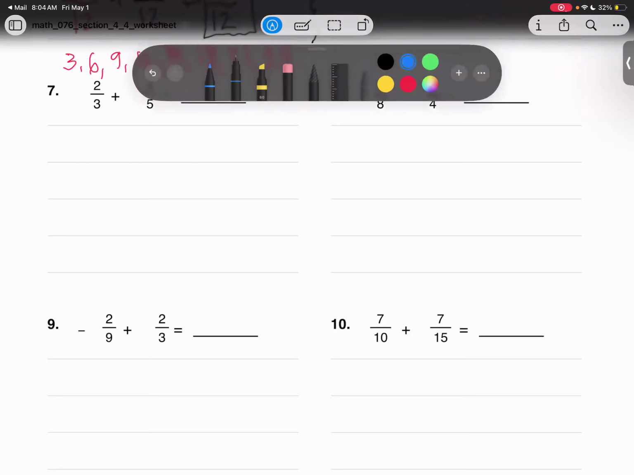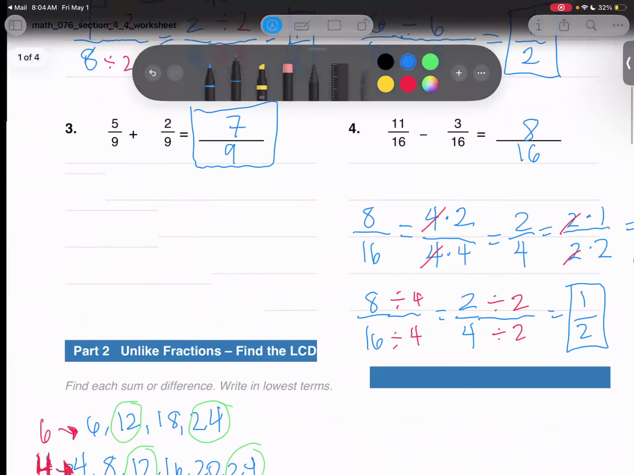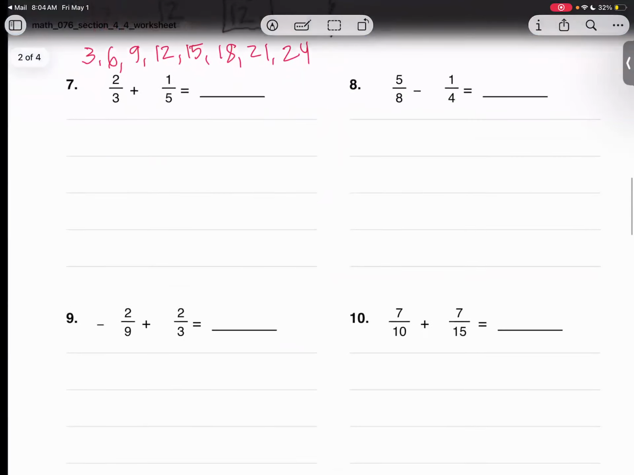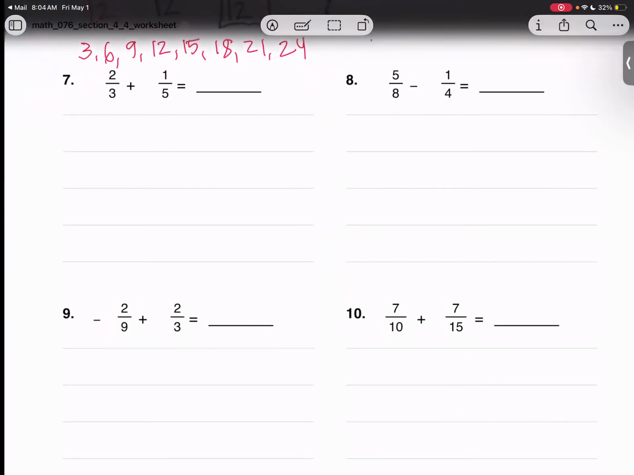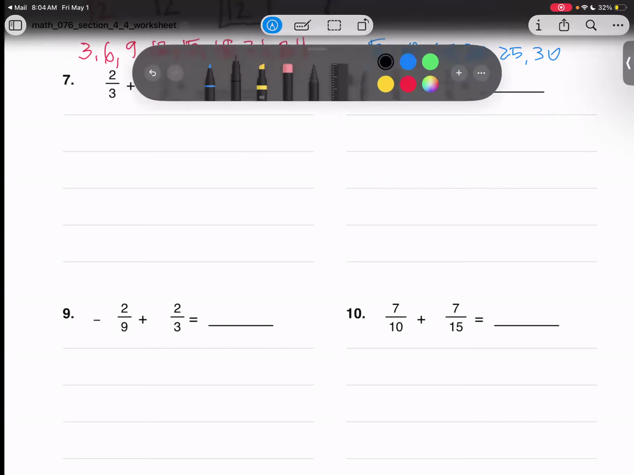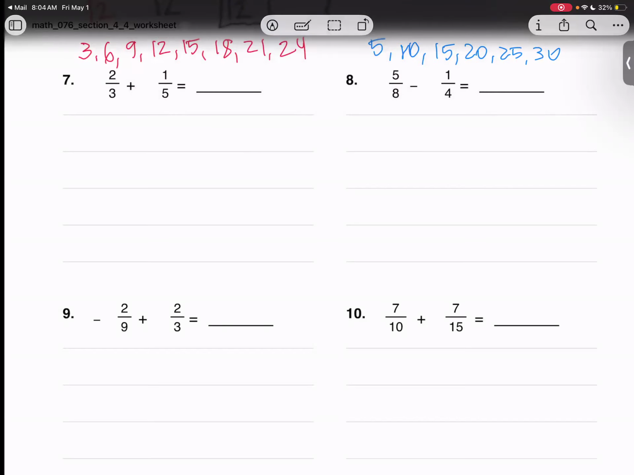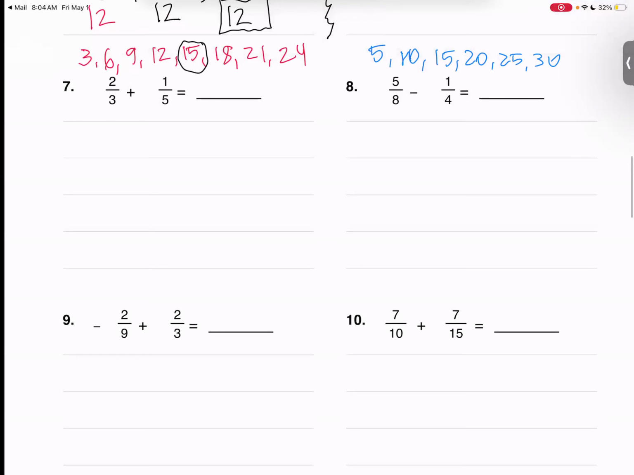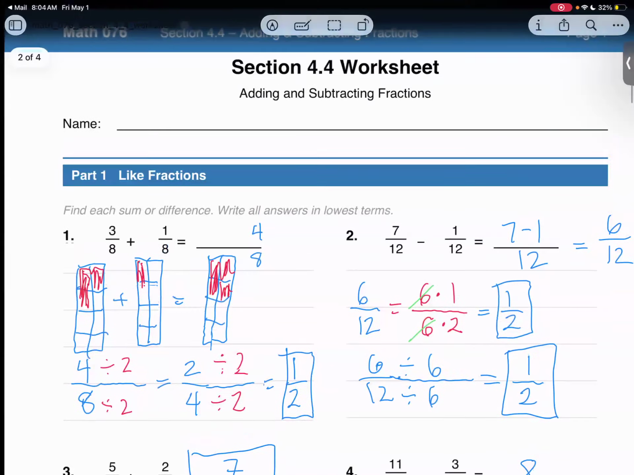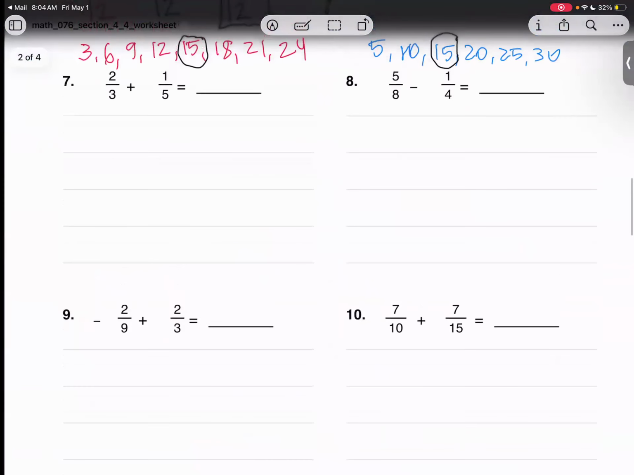And then my multiples of 5 are 5, 10, 15, 20, 25, 30. We're good at these, the 5s, right? Now we've got to see what we have in common between the two lists of numbers. I see a 15 on both, and I don't think I see anything else. Those are the only thing I have in common, and it's the smallest number. So that tells me that that is what I'm going to use as my common denominator, my least common denominator.